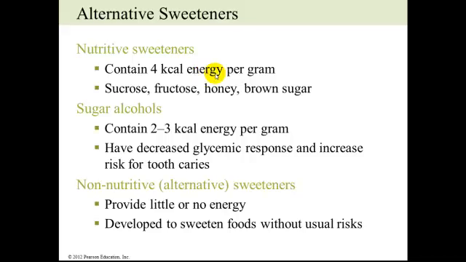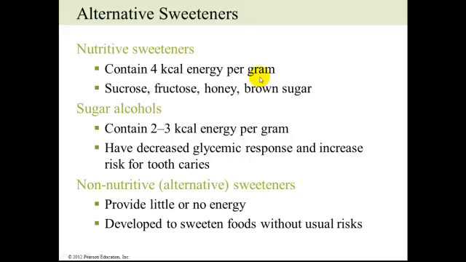sugars that we would call sucrose, right? So sucrose is our table sugar. Fructose is usually produced by plants. It's considered a plant sugar. And then things like honey and brown sugar, right?